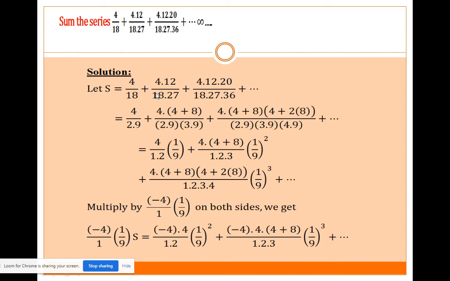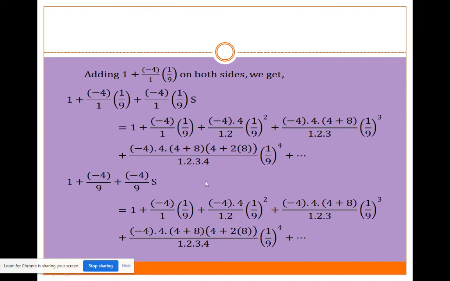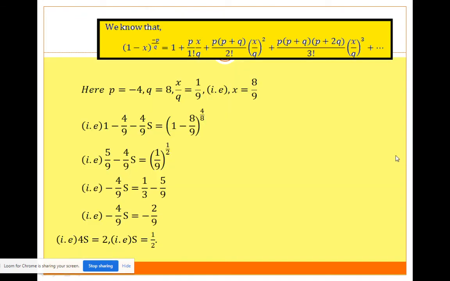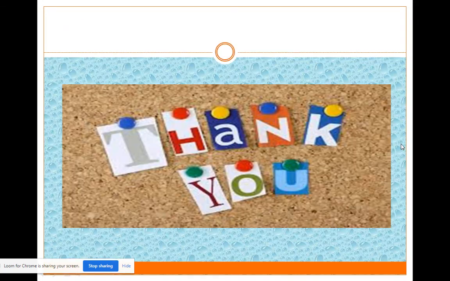So next question, try this by yourself. First you take the denominator terms, then you check which term it is a multiple of, identify that, find out the missing term, multiply it on both sides, compare with the standard expansion and bring the answer. Try this by yourself.